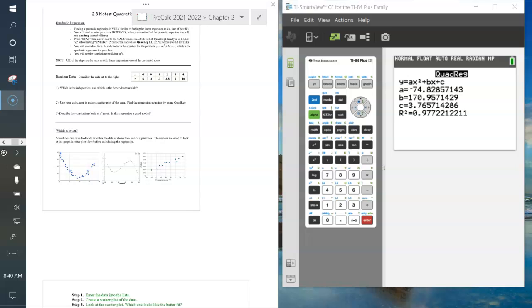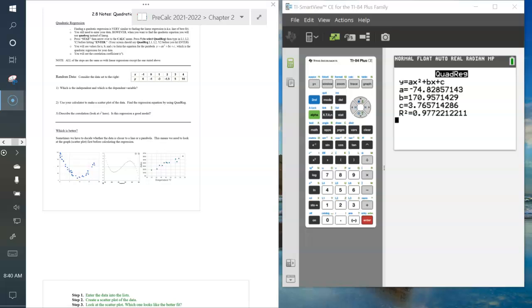Hello everybody, this is Mrs. Snook with section 2.8, Quadratic Regression. And what we're going to do today is make scatter plots and determine if a quadratic regression or a linear regression is better. And then we'll actually calculate the regression using our calculators.